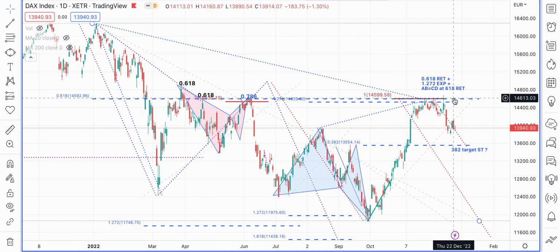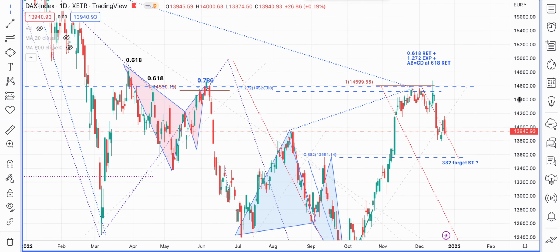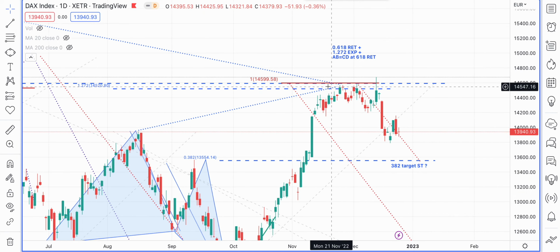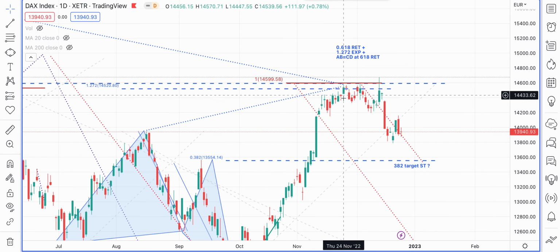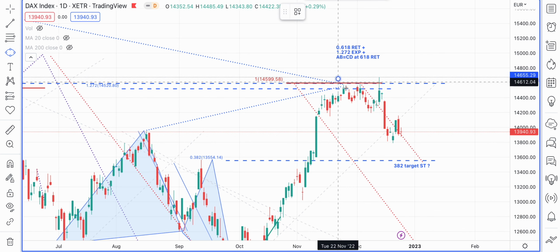Okay, so what we are looking at now is basically a pattern formation where there is very strong resistance at this level of around, shall we say, 14,600. And here you can see, let me just blow this up a little bit, that the market went into this resistance zone between, for the sake of being a little bit easy, we'll say about 14,500 to 14,600. It made some attempts here. Let me try highlighting it here.